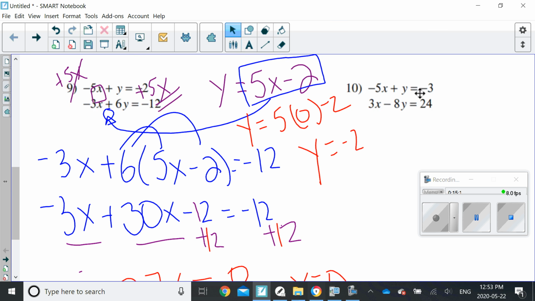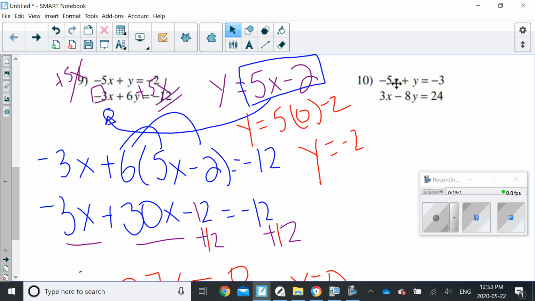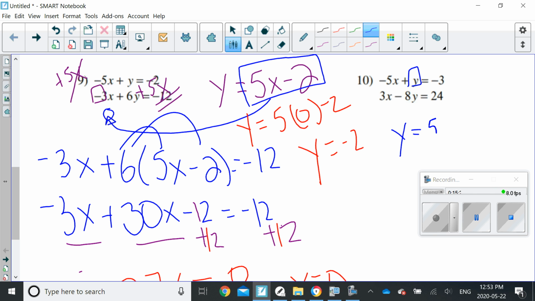So I think that's probably enough practice. I'll just quickly show you for this one. If that was your question on your test, this is the variable that I would isolate. I would isolate y in here by adding 5x to both sides, right? So you should get y is equal to 5x minus 3. And then that would be what y is equal to, and you would plug it into there. Okay, so that's what I want you to do for 10.